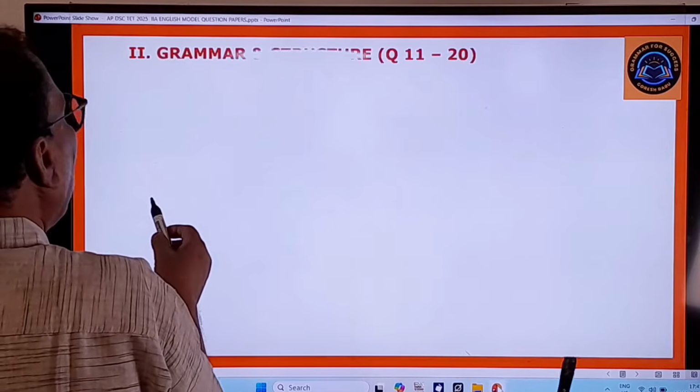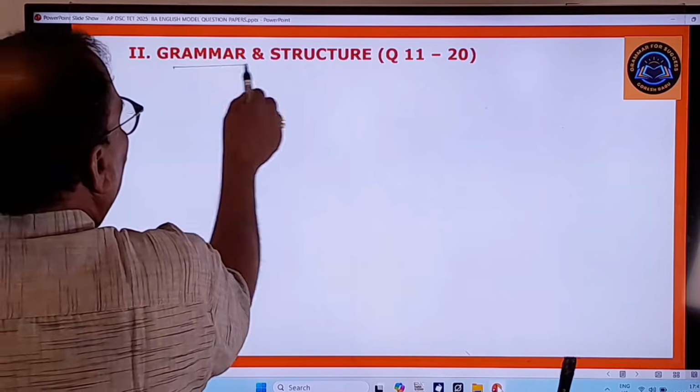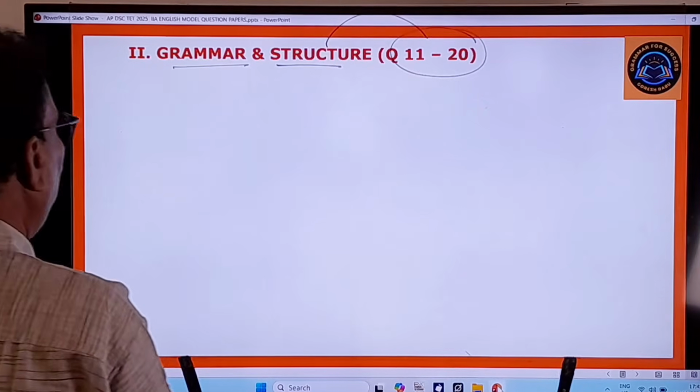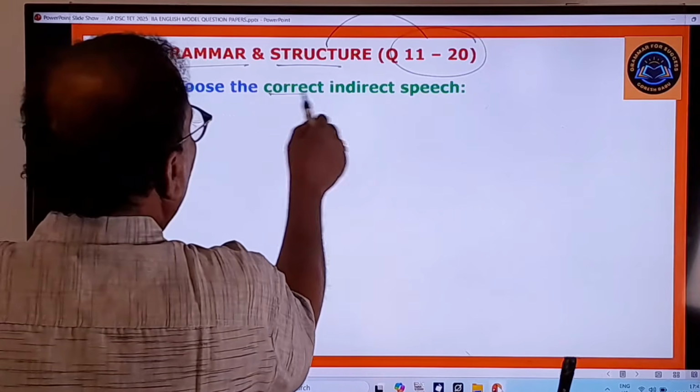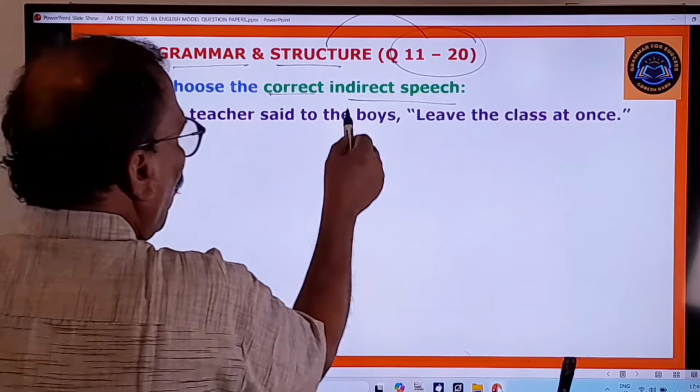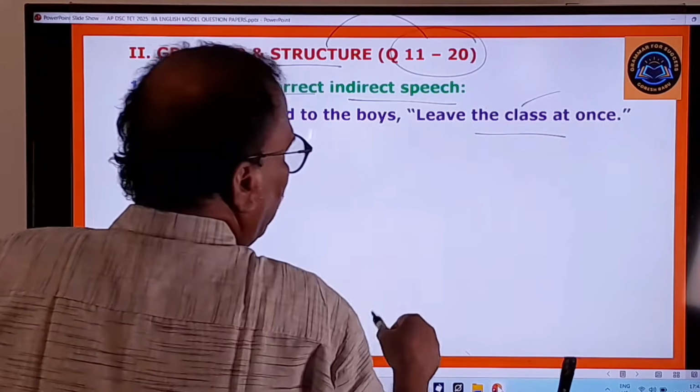Now the second part of this question paper is grammar and structure. In this, 10 questions are framed. Let us answer all of them. And here you pay attention. Choose the correct indirect speech. What is the sentence given here? The teacher said to the boys, leave the class at once.